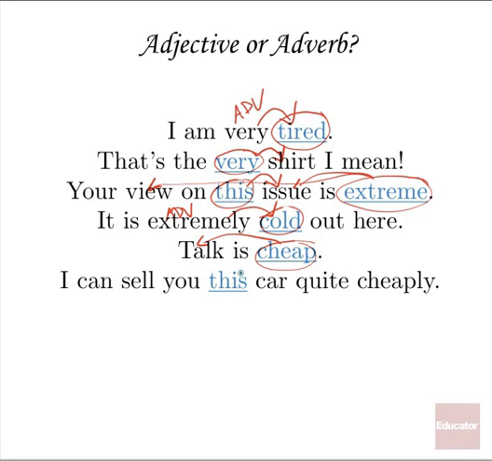And I can sell you this car, this modifies car, quite cheaply. Well, cheaply in this case is an adverb, and it's modifying sell. How can I sell you this car? Cheaply. So here's how you tell adjectives from adverbs. Remember, if it modifies a noun or a pronoun, it's an adjective. If it modifies a verb, an adjective, or an adverb, it's an adverb.